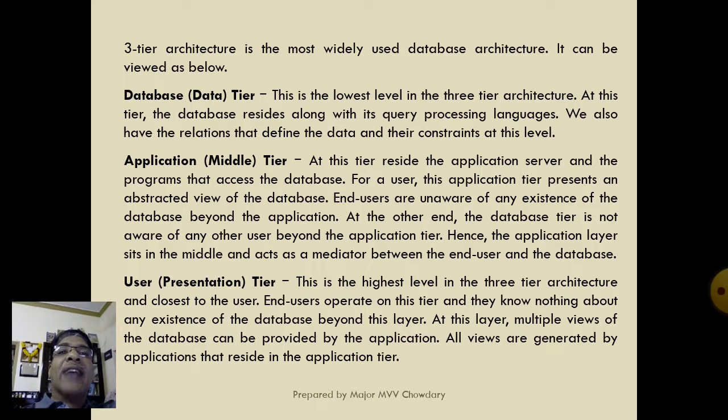It can be viewed as database tier, application tier, user tier. Database tier is also known as data tier. This is the lowest level in the three-tier architecture. At this tier, the database resides along with its query processing languages. We also have the relations that define the data and their constraints at this level.